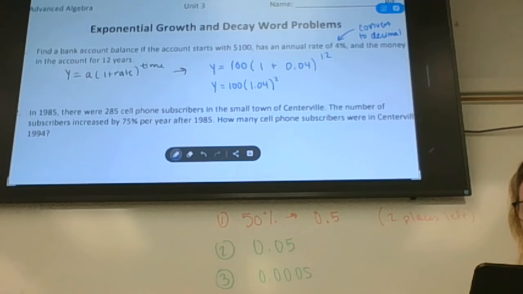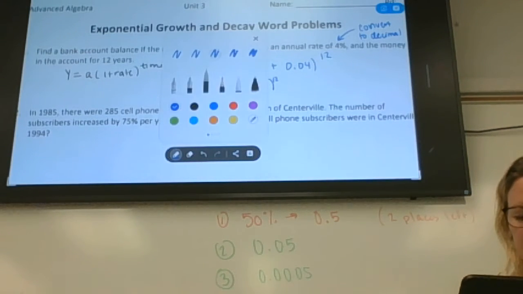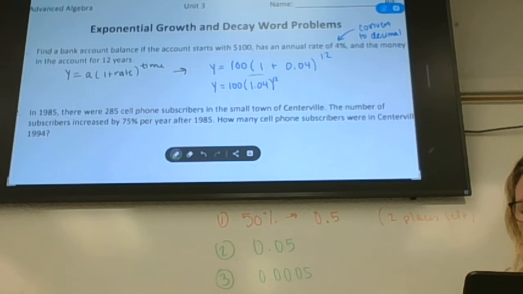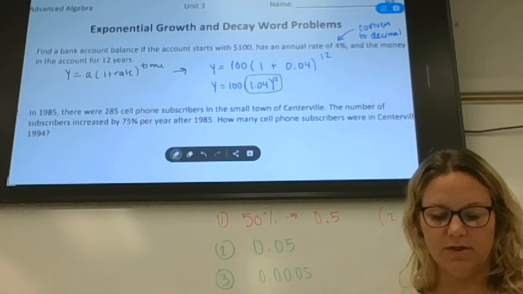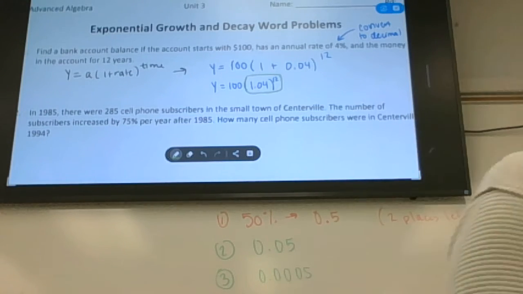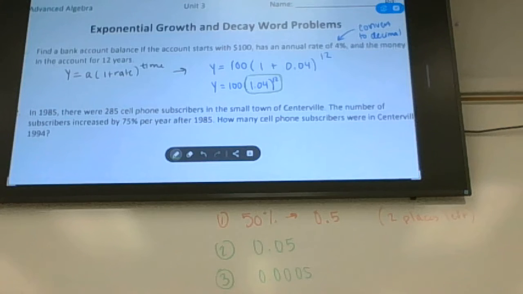So order of operations means in the calculator, we're doing the exponent first. 1.04 to the 12th would be the first operation. You guys need to, I'm going to call on you guys for numbers, so have your calculators out. Hit your calculator buttons yourself.